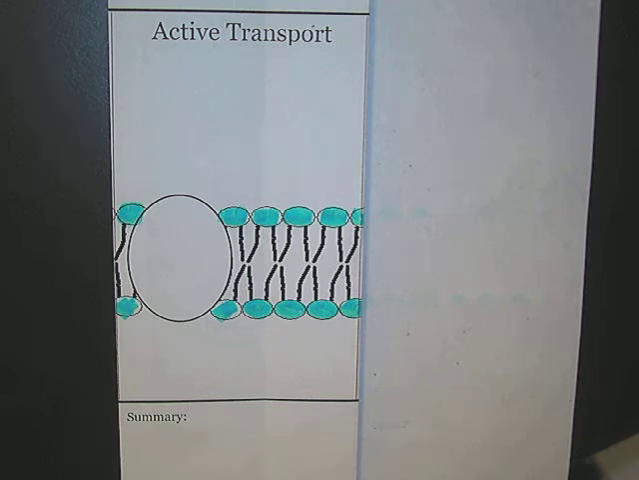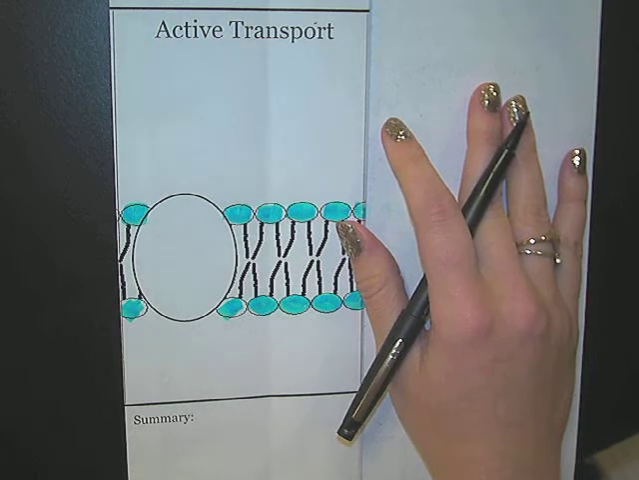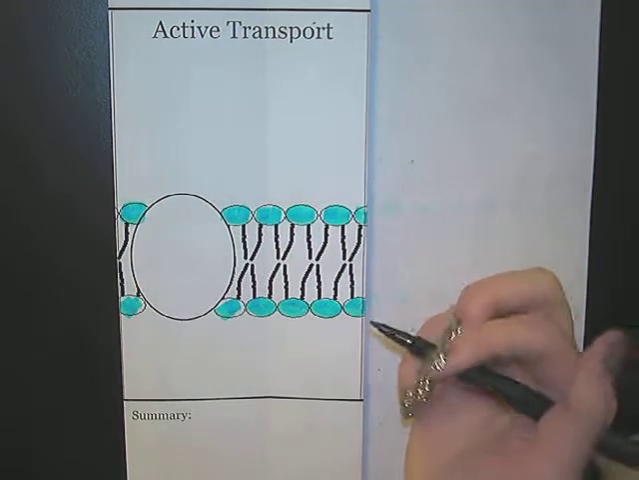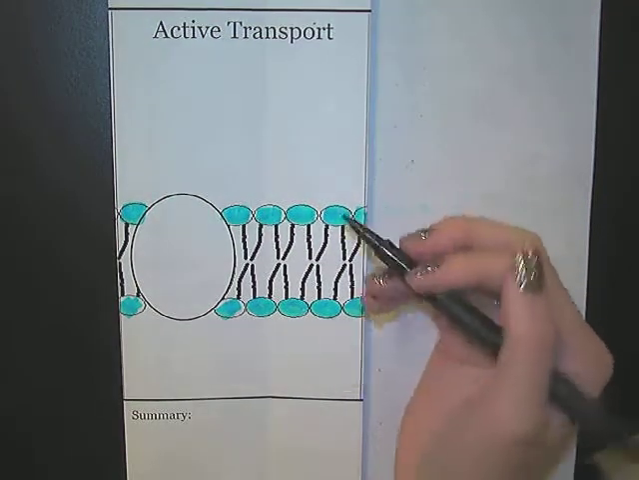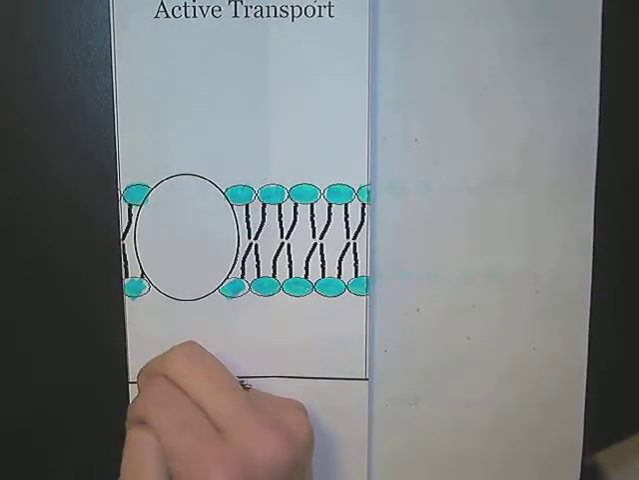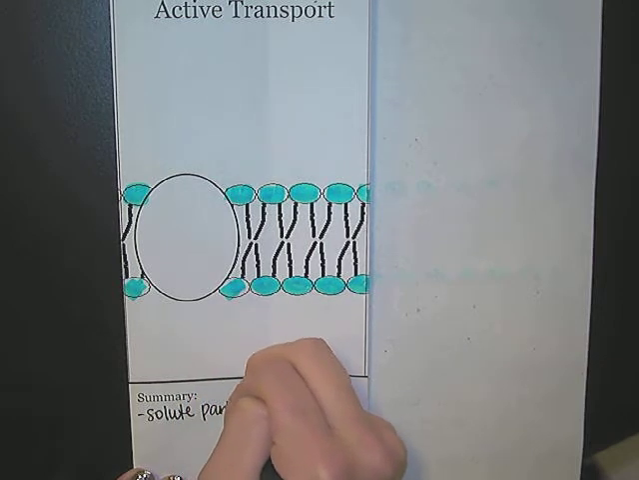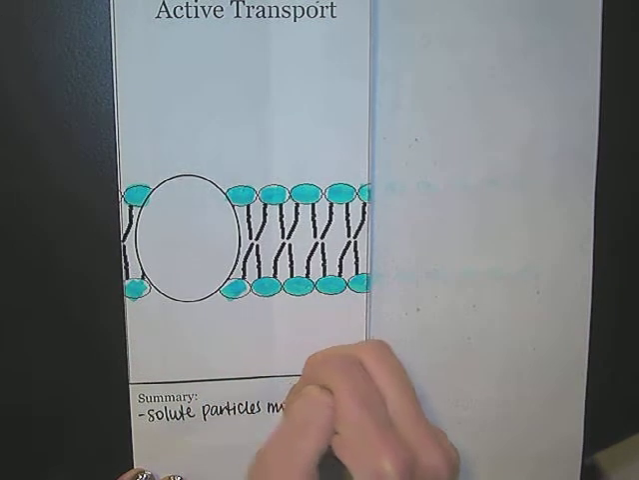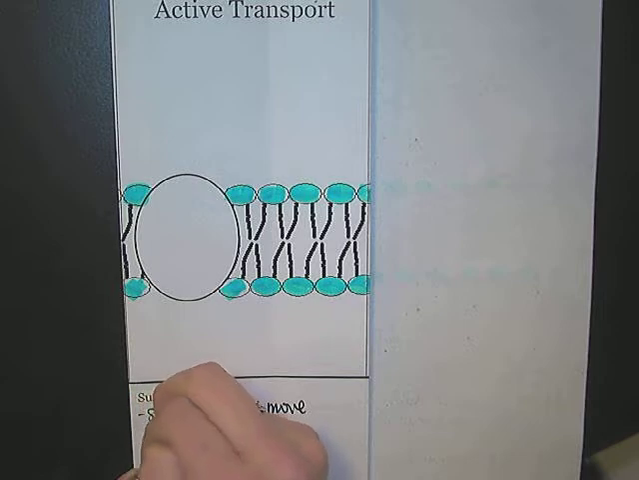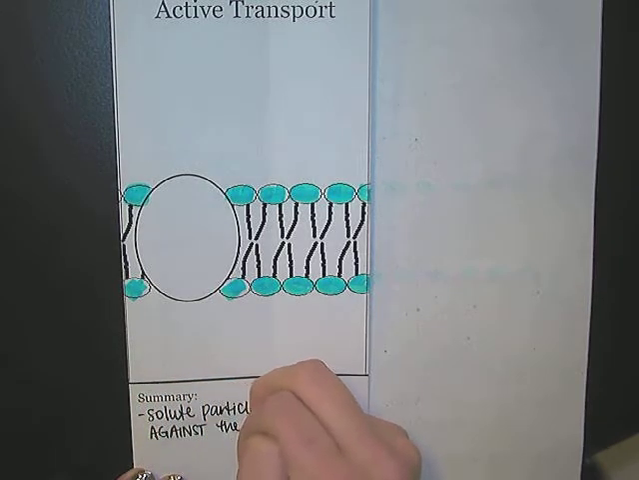Alright guys, I'm going to talk to y'all for a little bit about active transport. So active transport is when we are moving molecules across the cell membrane against their concentration gradient. So my solute particles move against the concentration gradient.